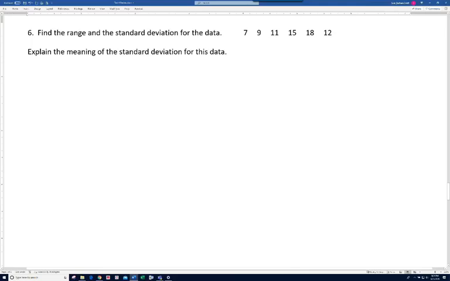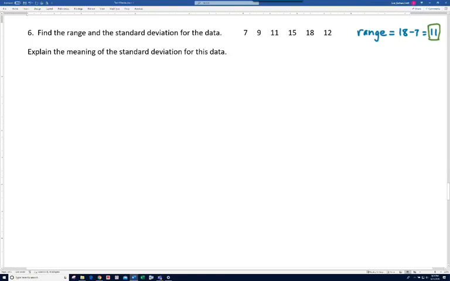It says find the range and the standard deviation for the data. So first of all, to find the range, all we have to do is subtract the biggest minus the smallest number, and here you're going to get 11. And then now we need to find the standard deviation.